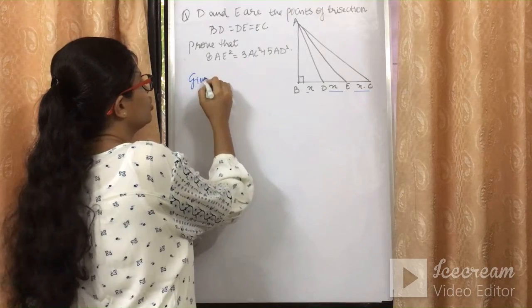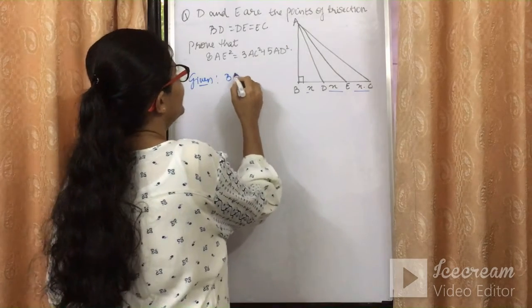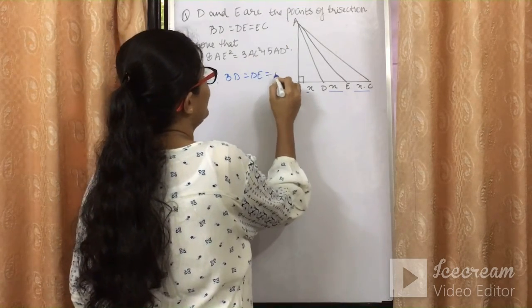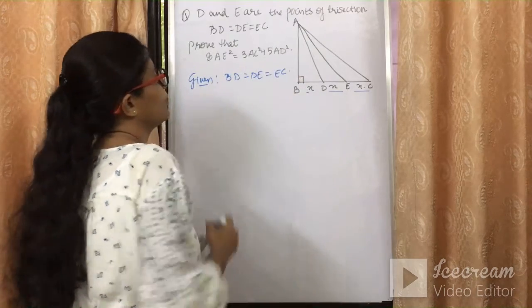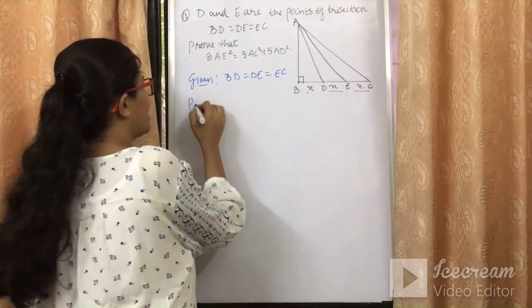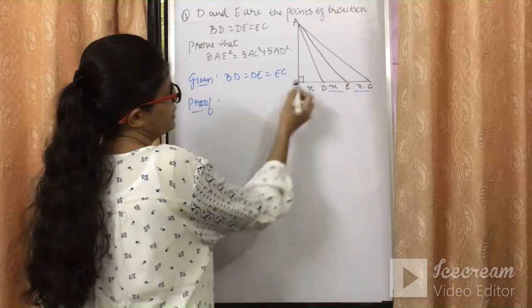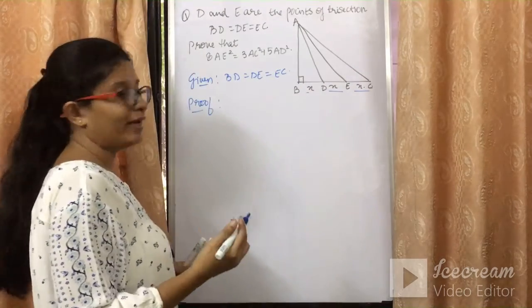So what is given in the question is, given is BD is equals to DE is equals to EC. ये हमको दिया गया है and ये चीज हमको proof करनी है. So let's start with the proof. Since it is a 90 degree, we can apply Pythagoras to it.